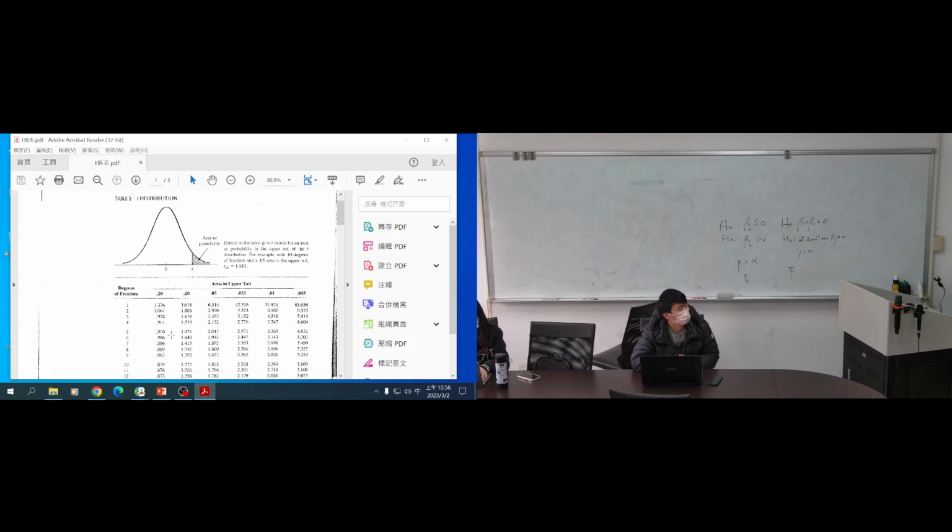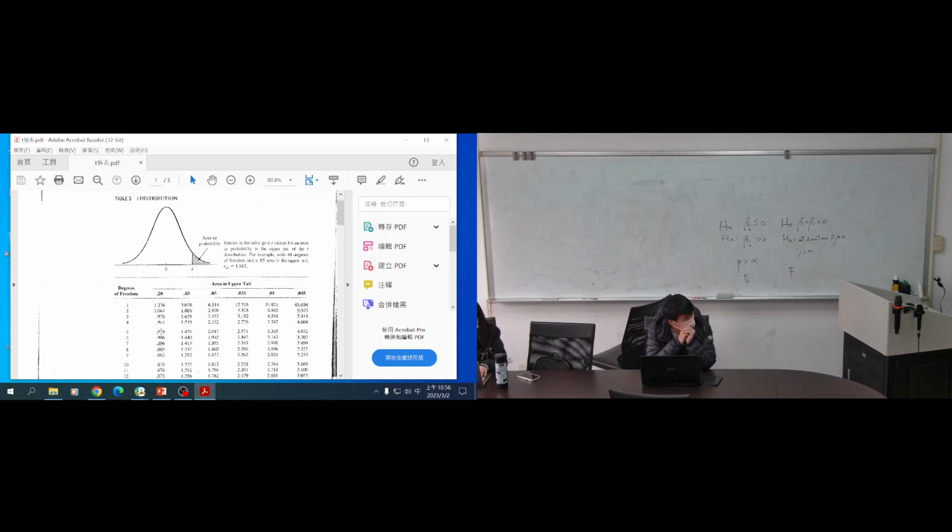This is how the t distribution looks. It's really like the standard normal distribution, right? With the mean in the middle at 0. And for the t distribution, we need to know the degrees of freedom. Then for regression analysis, how do we decide the degrees of freedom?